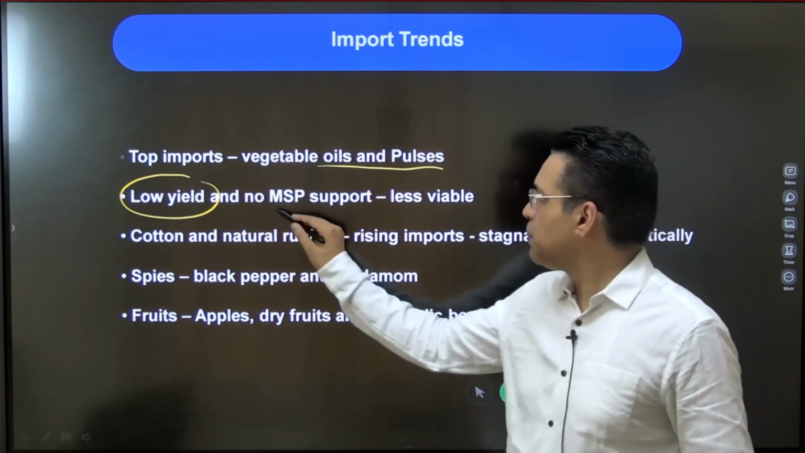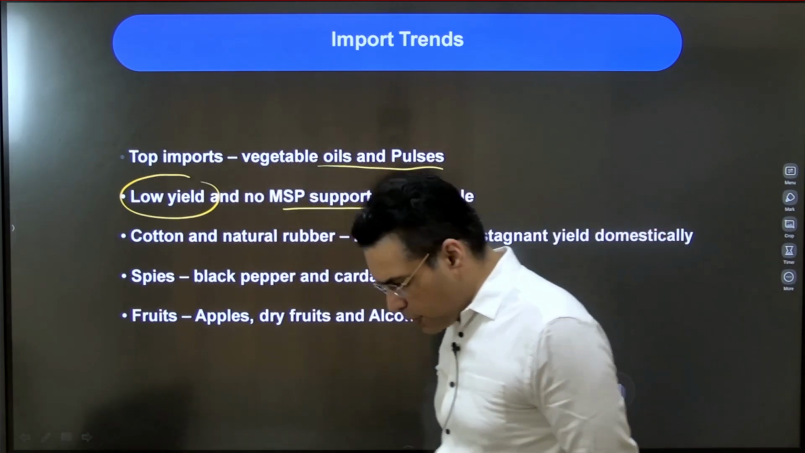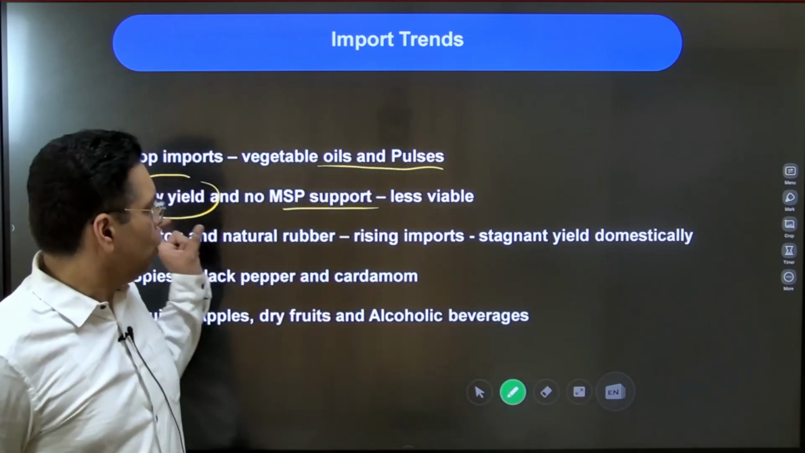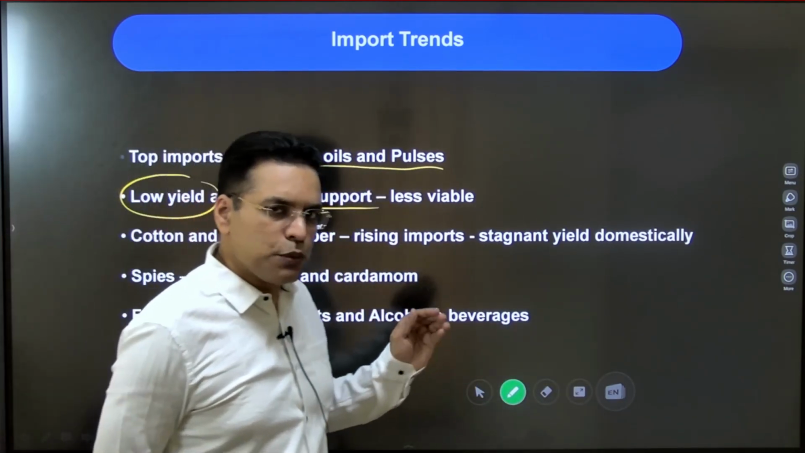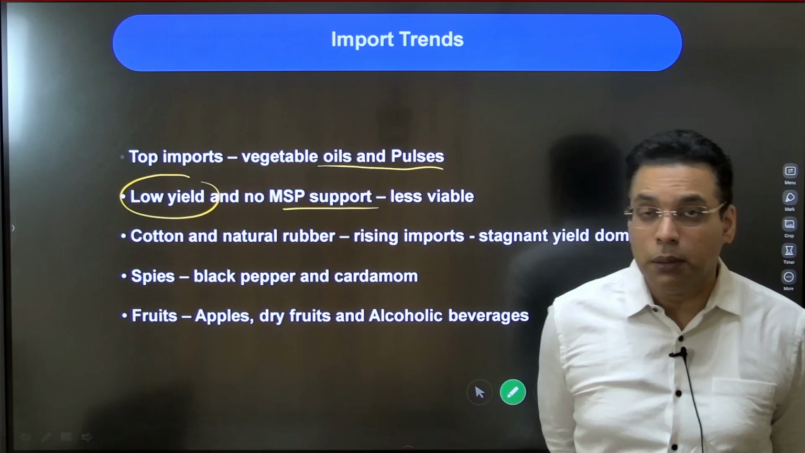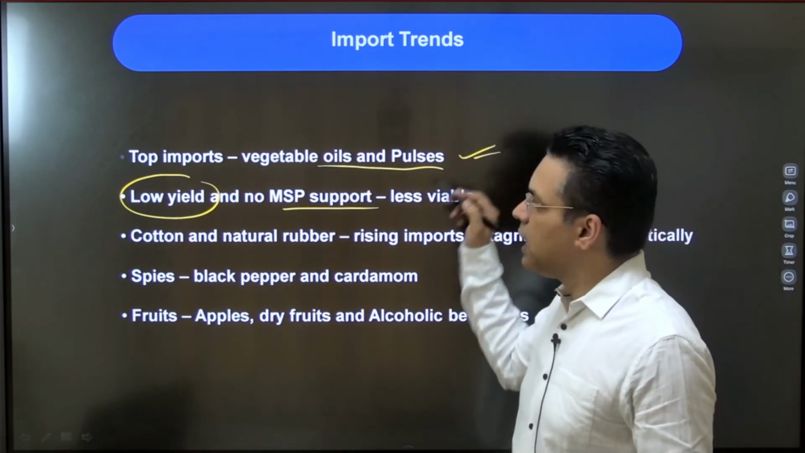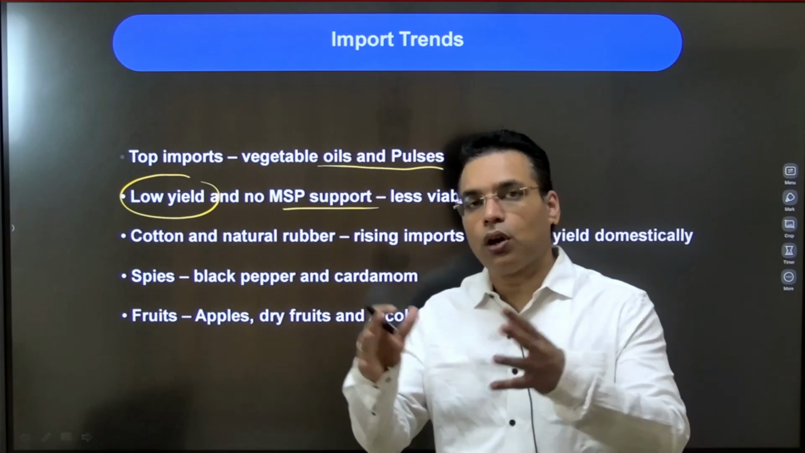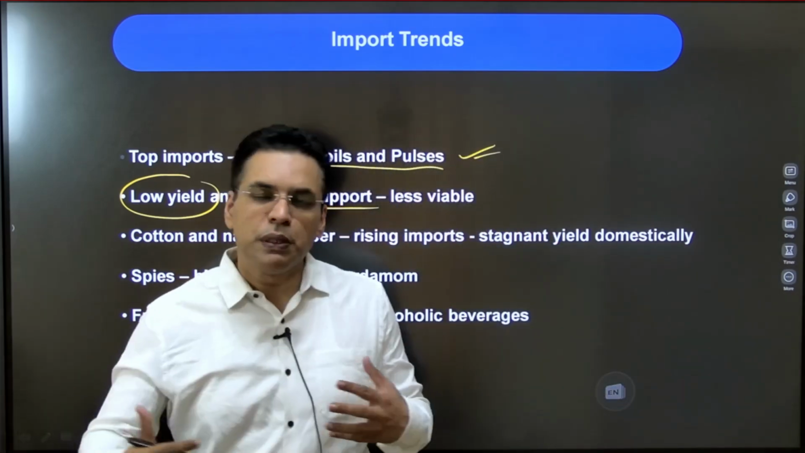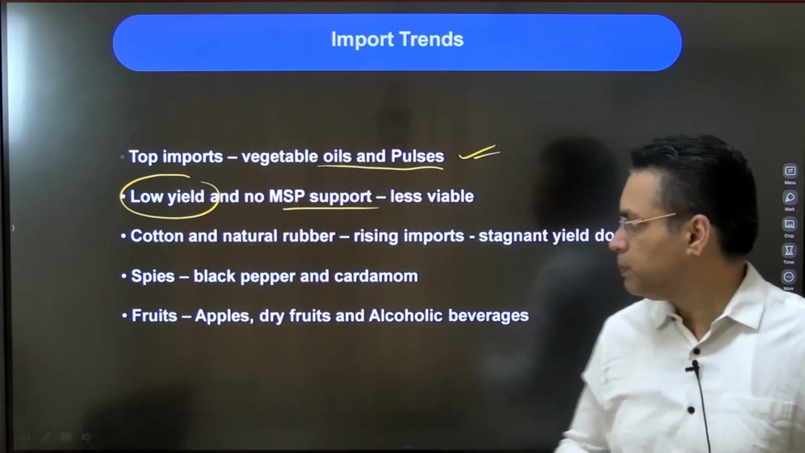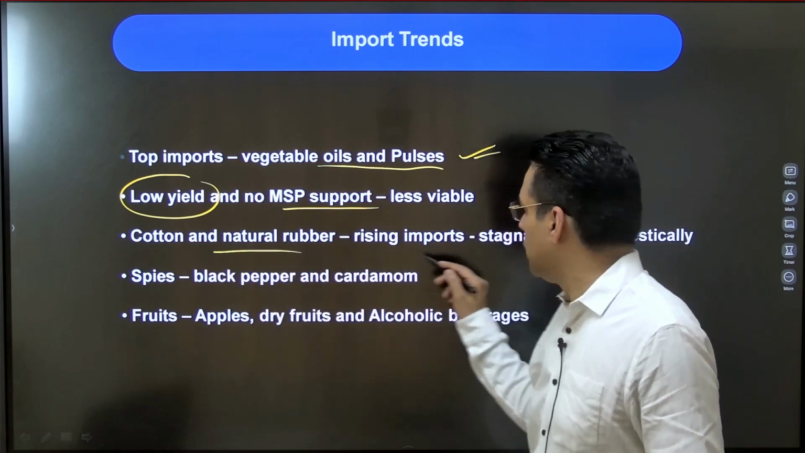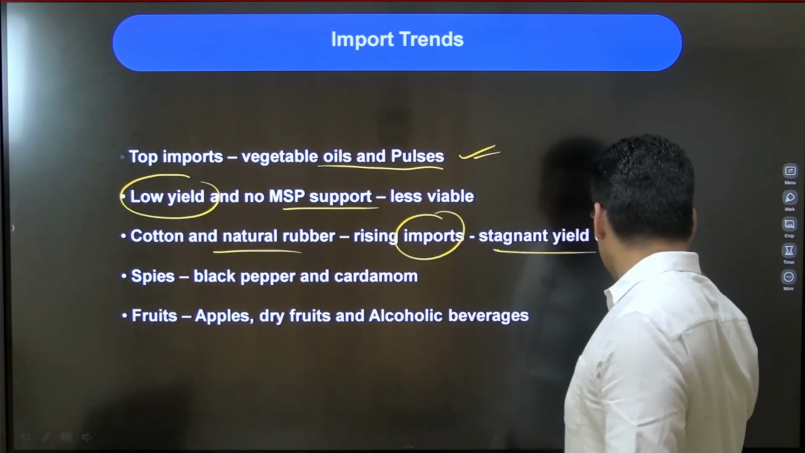Second, MSP support is not available. From the farmer's perspective, let's say I'm a farmer, I will not go for vegetable oil and pulses because the kind of support available in the minimum support price is not there for these crops. So automatically there will be less produce, even though government is talking about crop diversification, and MSP can be an incentive for crop diversification. Then cotton and natural rubber: rising imports, stagnant domestic yield.